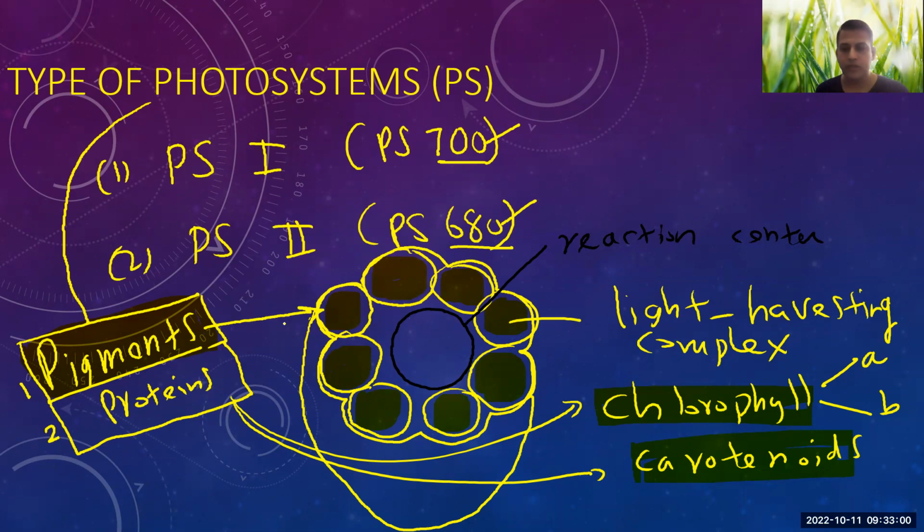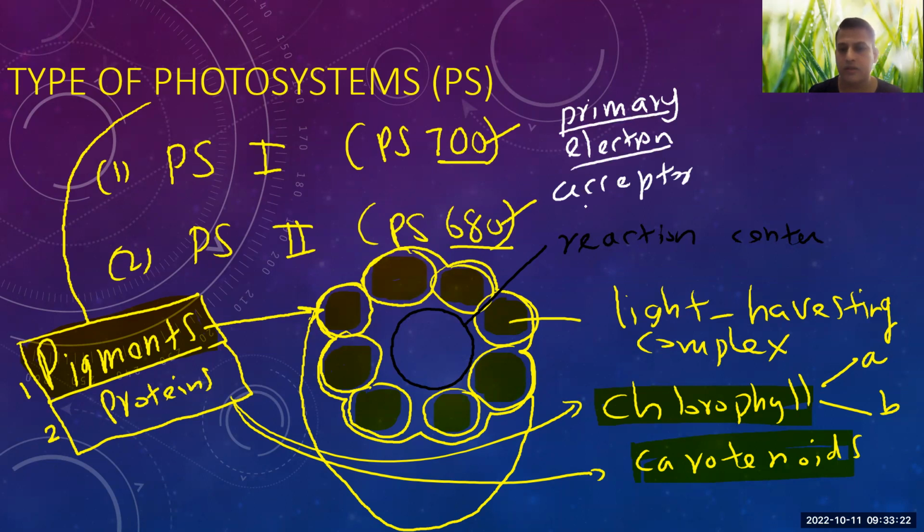Okay, in the notes, if you look, it used a word called primary electron acceptor. So what is this primary electron acceptor and where is it located? It's not mentioned in the notes. It just says primary electron acceptor. And a very important thing we should understand, out of this chlorophyll A, chlorophyll B and carotenoids.